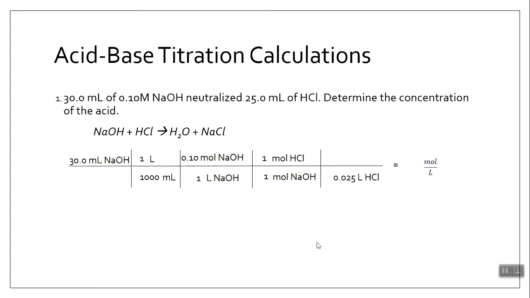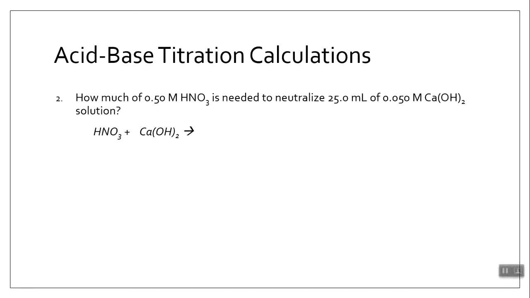And once you plug this into your calculator, you will get a molarity of 0.12. So again, you can leave it like this, 0.12 moles per liter, but again, moles per liter is the same thing as 0.12 M, okay, for molarity. Let's take a look at number 2.